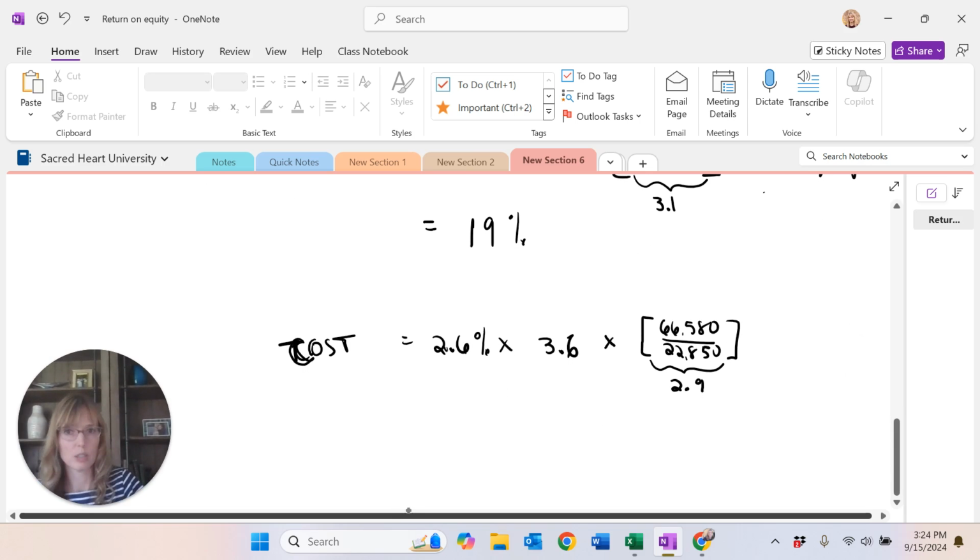So let's see. This works out to be 28%. All right, so even though they didn't use quite as much equity, they still did much better, and we can see the resulting output was a significantly higher return on equity.